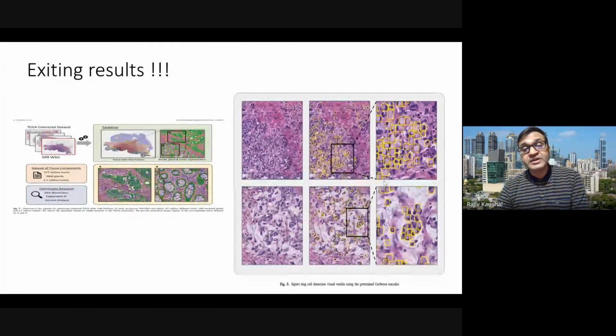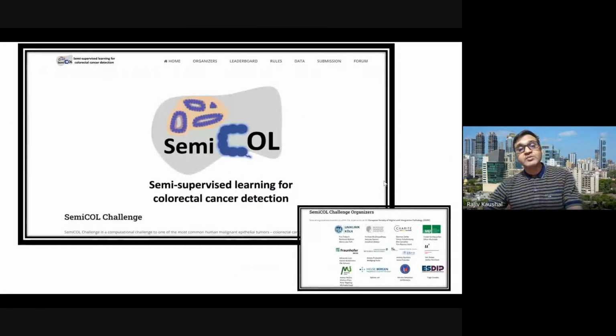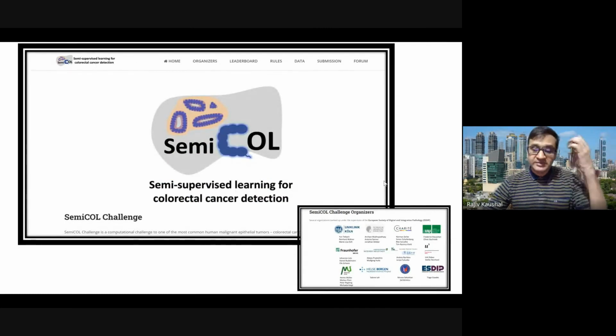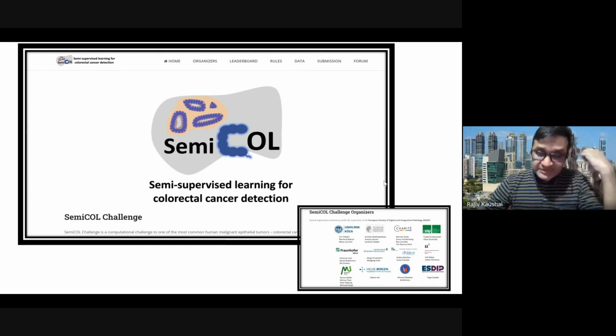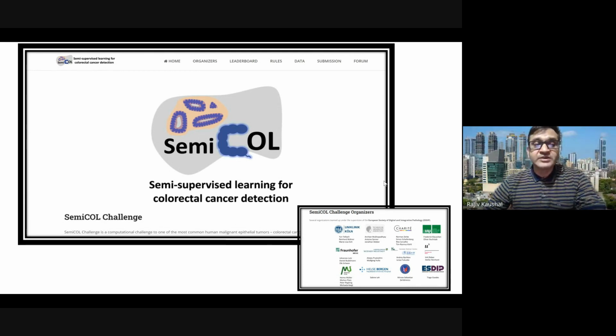And not only do they identify the tumor, they can even pick up a small focus of signet ring cell adenocarcinoma, which is one of the poor prognostic factors, more easily. Our team recently participated last year in the SemiCol challenge, which was released as a part of the European Congress of Digital Pathology.